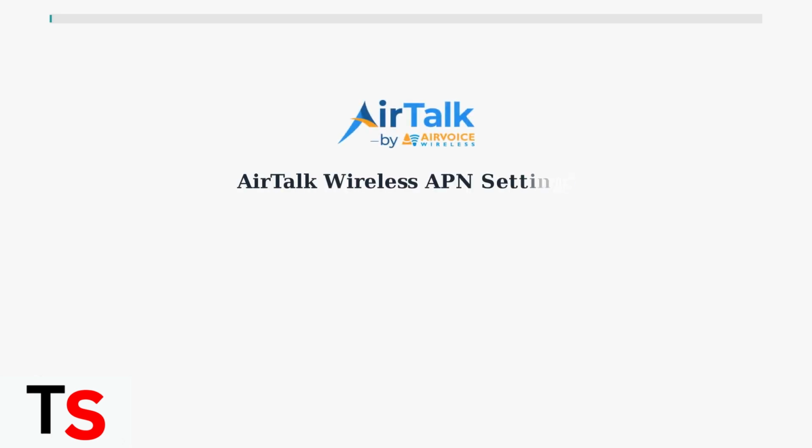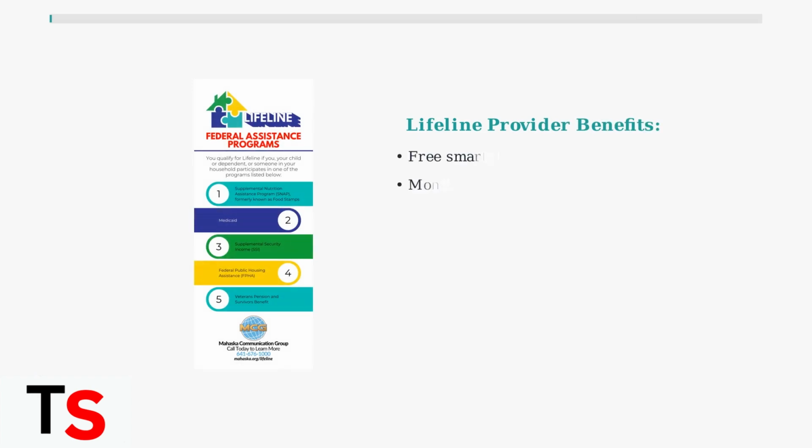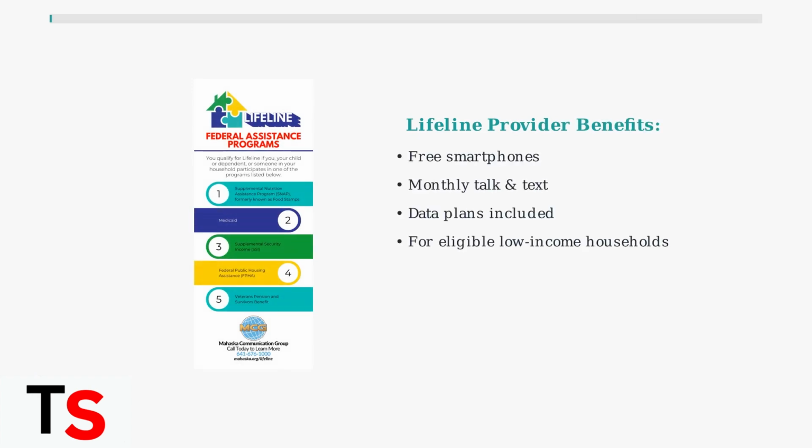AirTalk Wireless is a mobile network provider that uses APN settings to connect your device to the internet and enable multimedia messaging services. APN stands for Access Point Name. Think of it as a gateway or bridge that allows your smartphone to connect to the internet through your mobile carrier's network. AirTalk Wireless is a lifeline provider offering affordable wireless services to eligible low-income households.